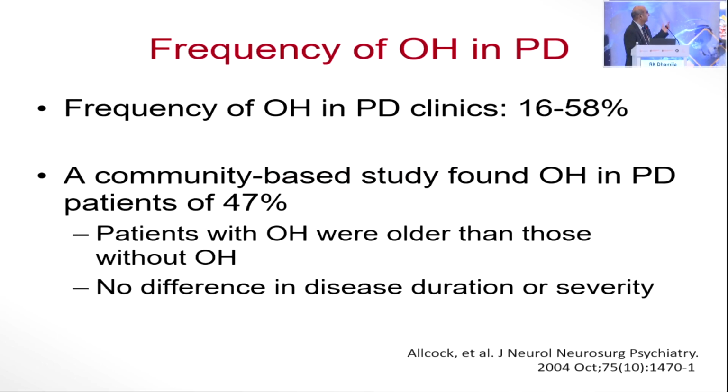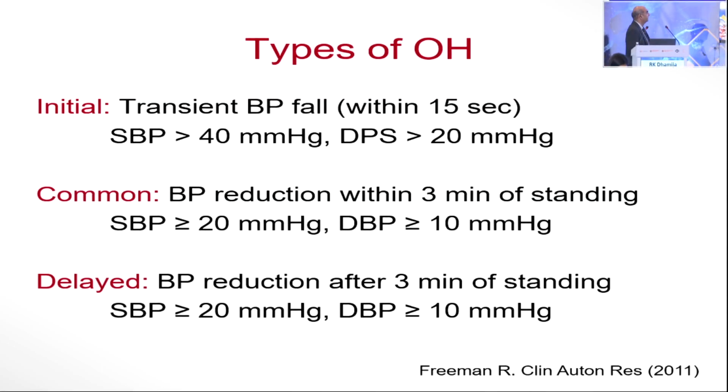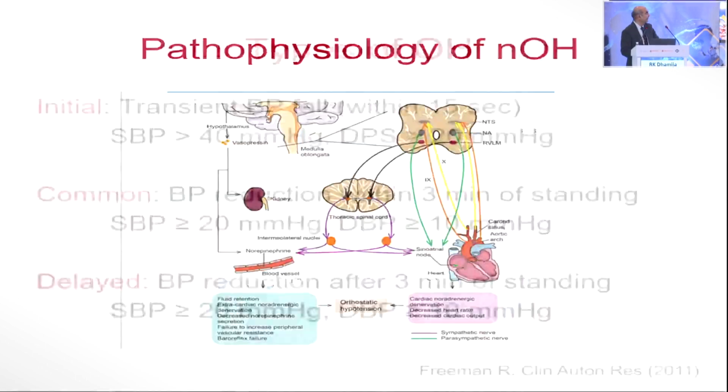So this is something like prevalence studies. More than half of these, many of these patients will have it, and there are some patients in the community where you can have an older age group, you can have trigger factors, and you can have different things. It can also be defined as an initial transient BP fall, or more commonly within 3 minutes, or sustained after 3 minutes also. That is reduction after 3 minutes. The standard definition of 20 and 10 remains the same.